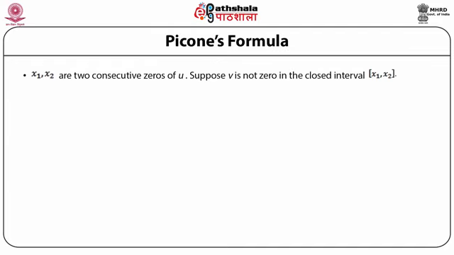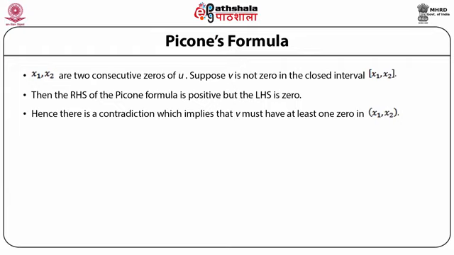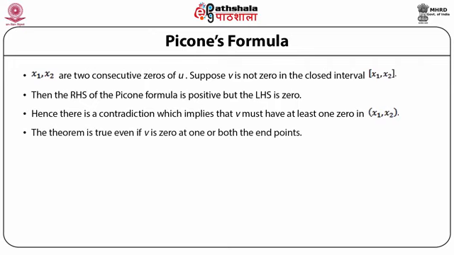Let x1 and x2 be two consecutive zeros of u, and suppose v is not zero in the closed interval x1 to x2. Then the right hand side of the Picone formula is positive, but the left hand side is zero. Hence, there is a contradiction, which implies that v must have at least one zero in x1 and x2. The theorem is true even if v is zero at one or both the endpoints.